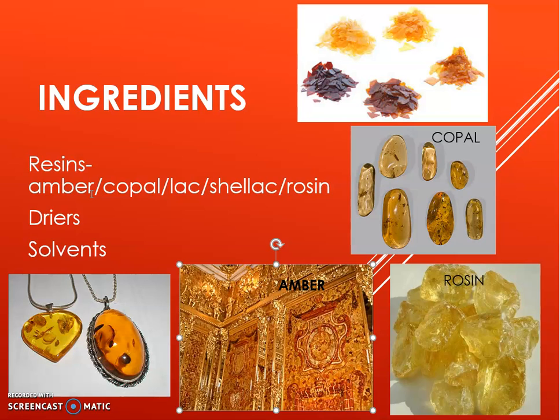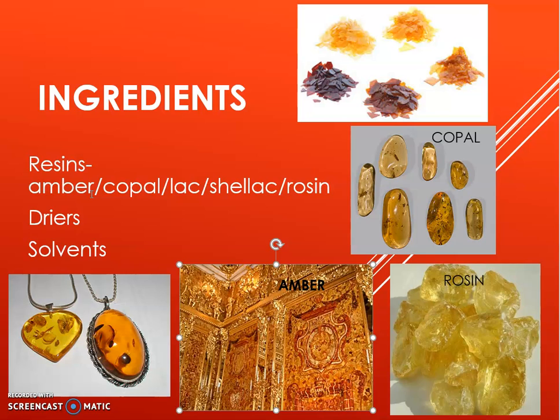So what do you do, depending on the type of resin that you are going to use? First you select a solvent. Different resins dissolve in different solvents. So let's say you are using amber and copal. Please write this down. If you are using amber and copal, then you are going to use linseed oil. If you are using lac and shellac, you are going to use methylated spirits. If you are going to use rosin, you are going to use turpentine as a solvent. So based on the different type of resins used, solvents change.